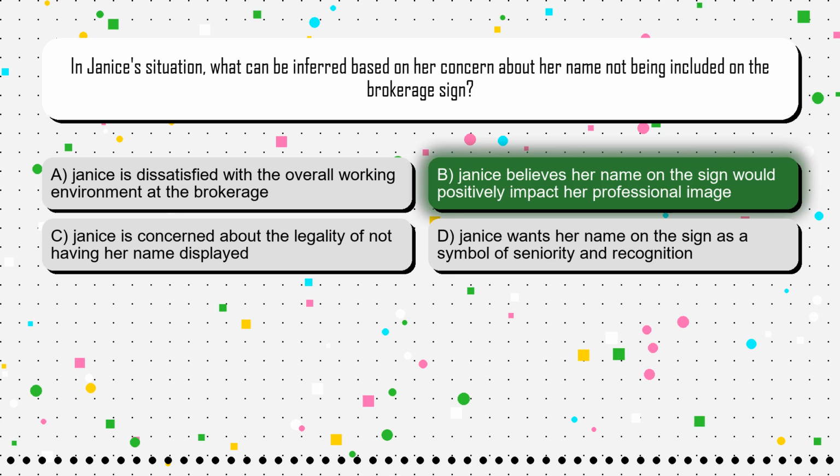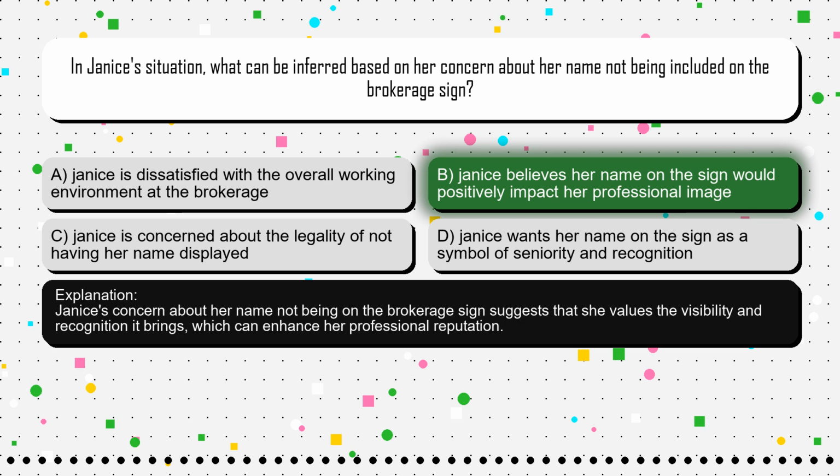The correct answer is option B, Janice believes her name on the sign would positively impact her professional image. Janice's concern about her name not being on the brokerage sign suggests that she values the visibility and recognition it brings, which can enhance her professional reputation.